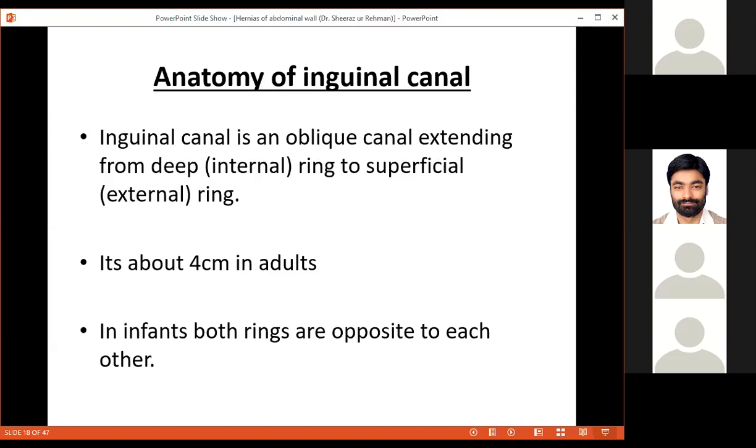But as the child grows, the ring from straight becomes an oblique pathway. So there are more chances of an adult hernia getting obstructed than in infants, by virtue of the straight pathway. However, in children, it can also present with the same challenge.